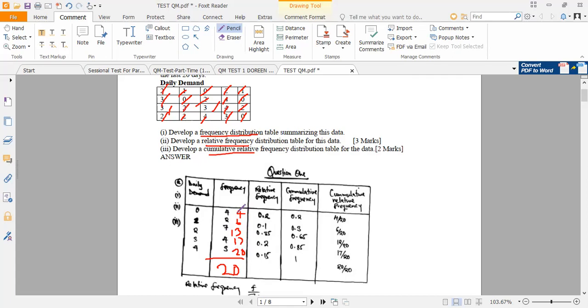So the relative is 4 out of 20 as a first figure, 6 out of 20 as a second figure, 13 out of 20 as a third figure, 17 out of 20, then finally 20 out of 20. This is how we get the cumulative relative frequency. At this point, any questions before I go ahead?